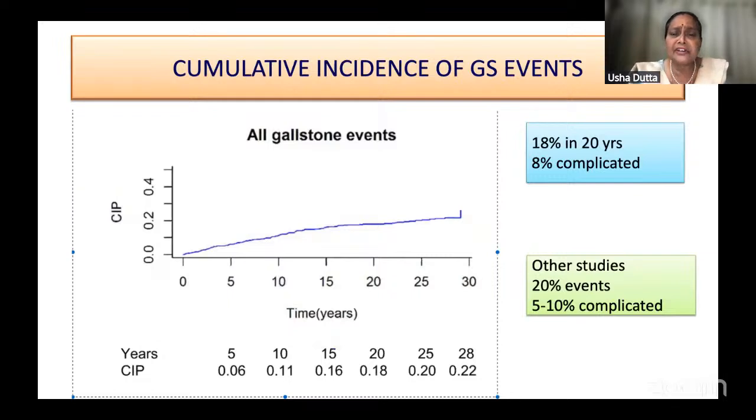There are several cohort studies in the West, none in India. And here we see that over 20% of them, nearly in 20 years, will become symptomatic. And please note that 8% will have complications. So it is the complications which are really worrisome. If they become symptomatic, we can take them up and do a cholecystectomy, but these complications are what are worrisome.